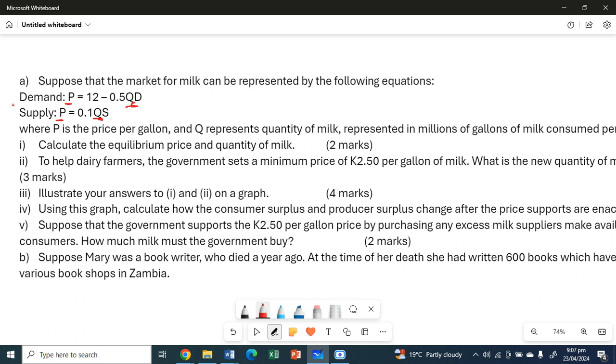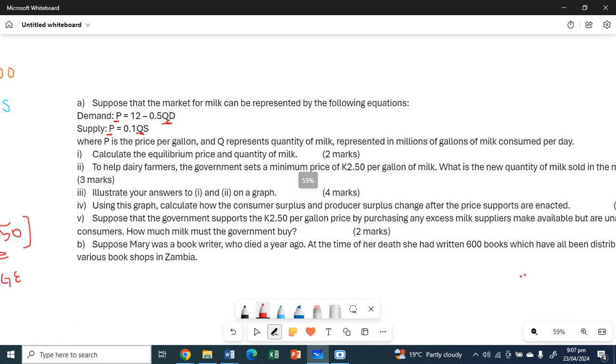P is the price per gallon, and Q represents the quantity of milk in millions of gallons of milk consumed per day. Part 1. Calculate the equilibrium price and quantity of milk.